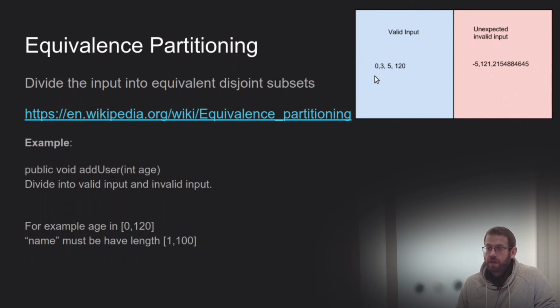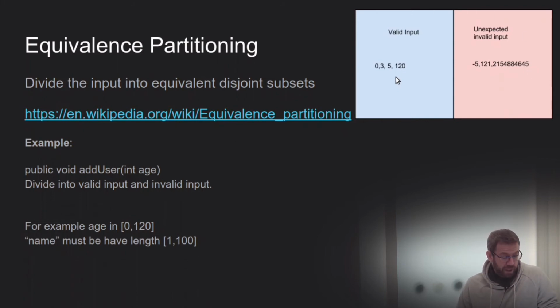So 0 is a valid age. You can be 0 years old. 3, 5, 120 is fine. 121 is not fine because that is too old. And -5 is not fine either, and 2 billion is not fine either.